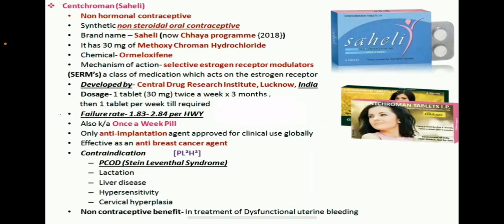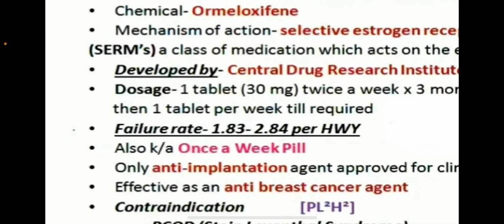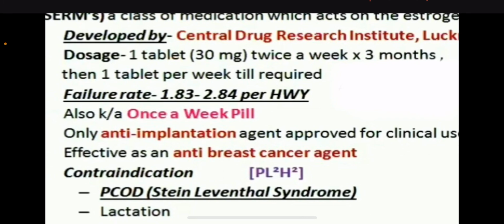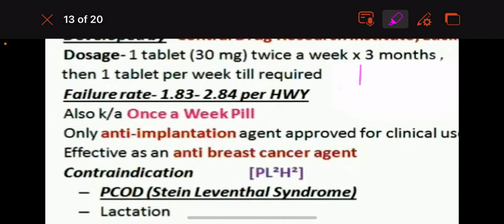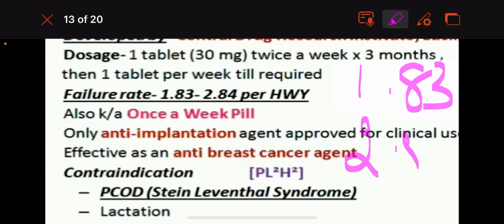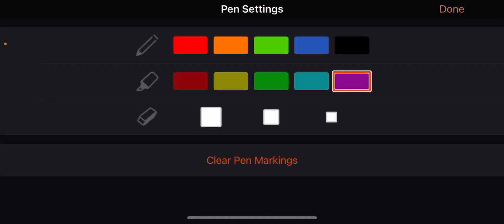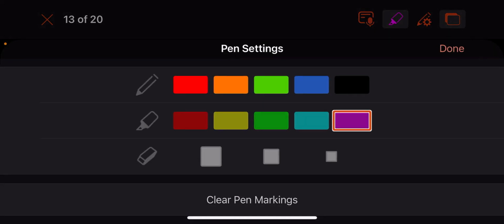Then what is the failure rate of Saheli? It is 1.83 to 2.84. I also told you how to remember it: 1 and 2, and then the options 83, 84. So the failure rate is 1.83 to 2.84 per 100 women years.